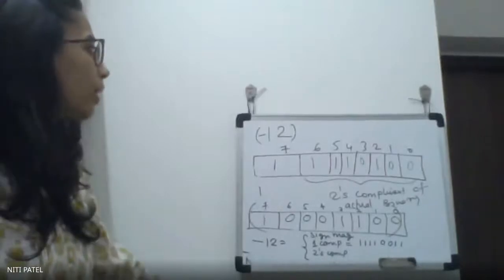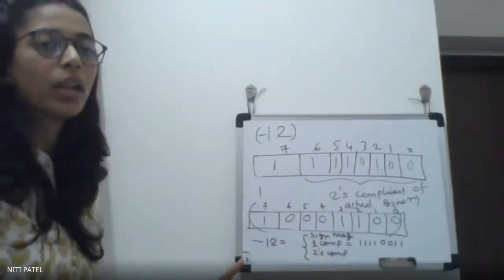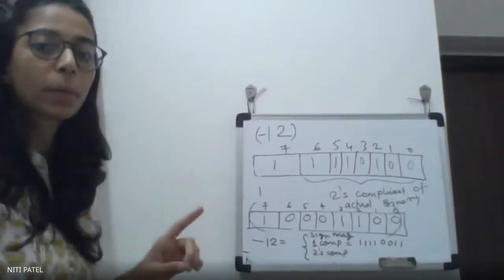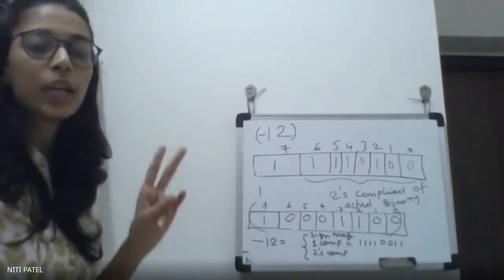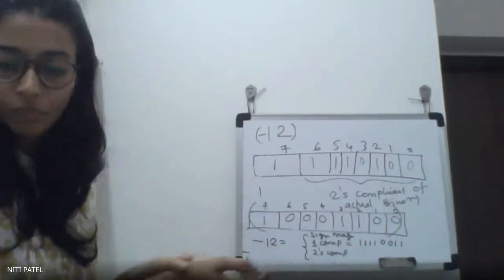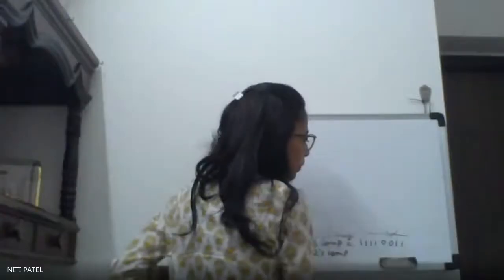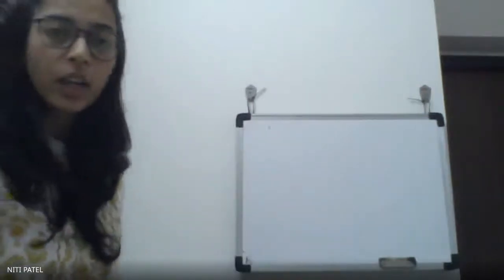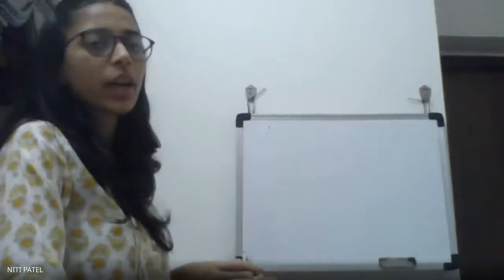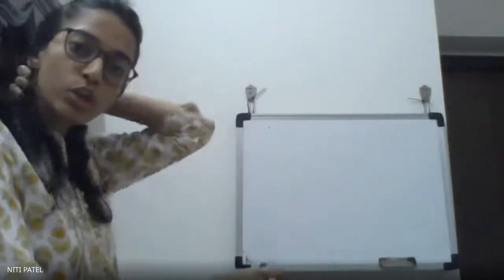So we have converted 12 and minus 12 into sign magnitude, 12 and minus 12 into 1's complement, and 12 and minus 12 into 2's complement. Is this clear up till here? Okay. So with this we complete fixed point representation. So if I give any number, you will identify whether that number is positive or negative, whether it is 1's complement or whether it is 2's complement.